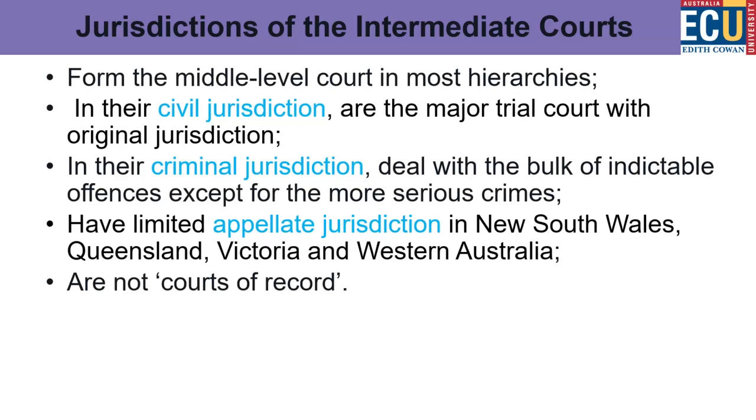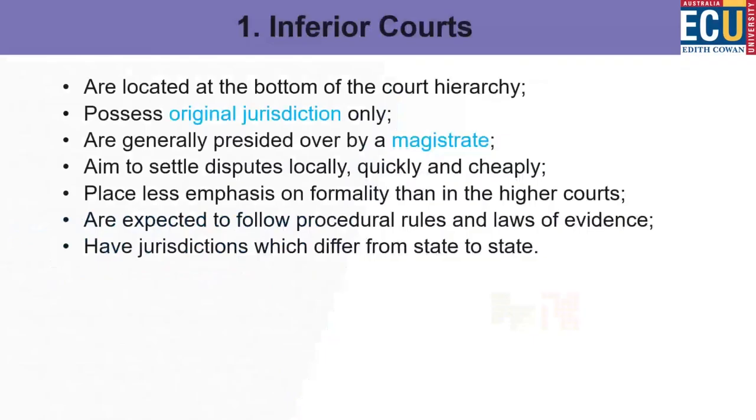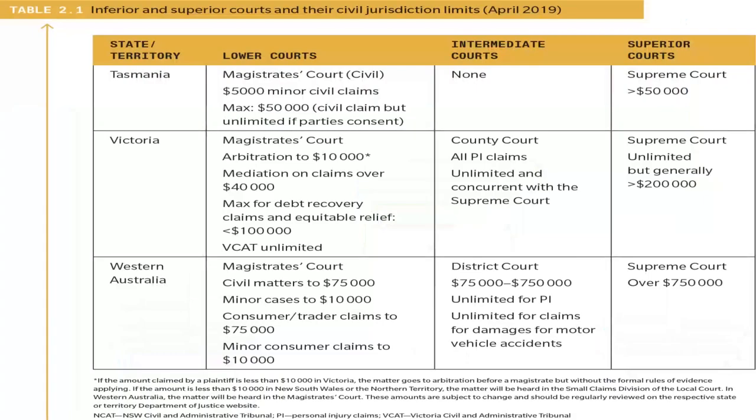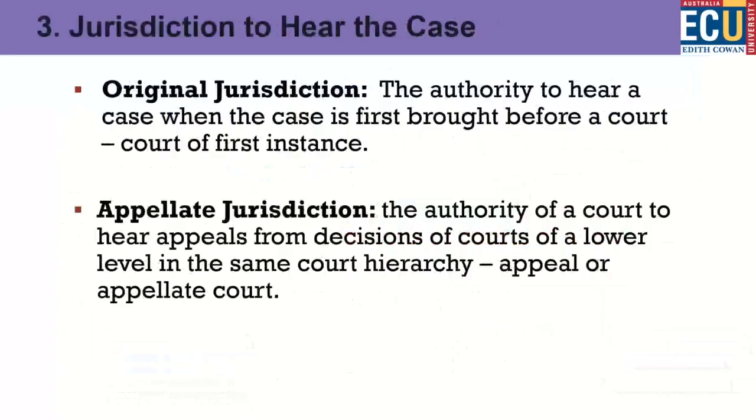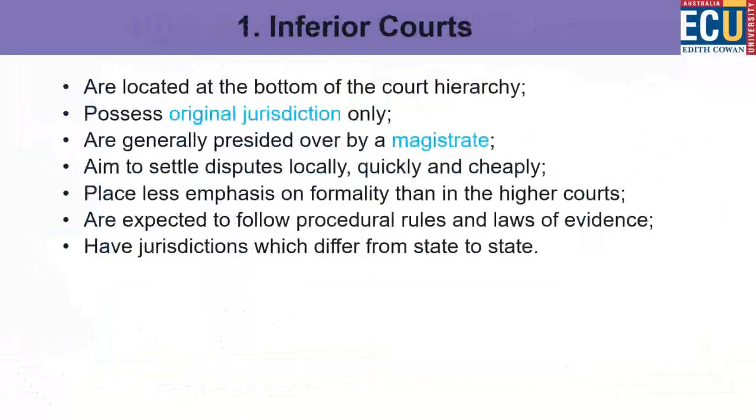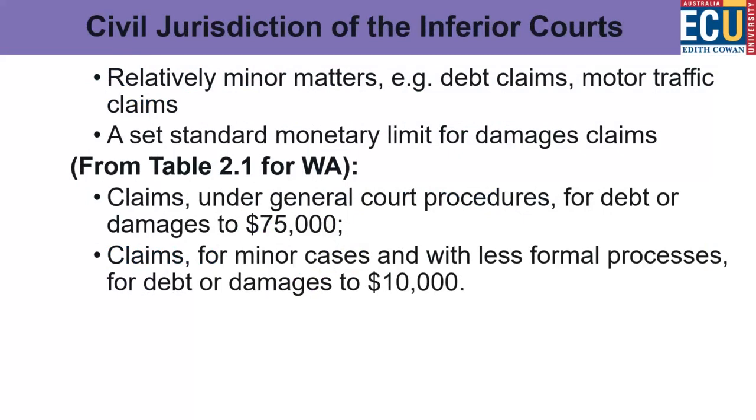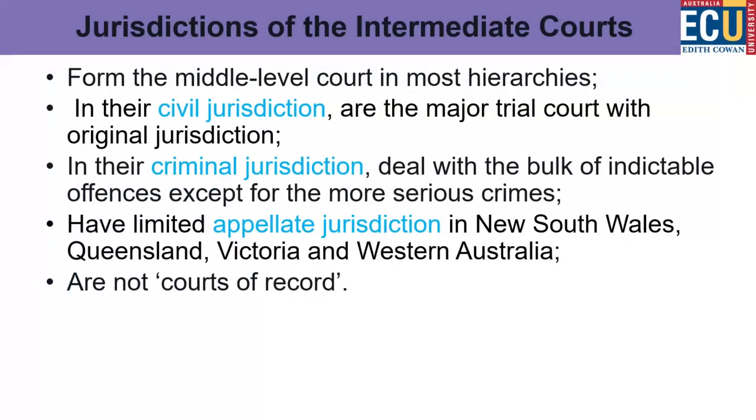Regarding civil jurisdiction, we already mentioned based on this table, you already know what the civil jurisdiction is in Western Australia. For a district court, it's between $75,000 to $750,000. But the intermediate court also has an appellate jurisdiction. So this court hears appeals from the magistrate court. This is something new. The magistrate court does not enjoy that power or that jurisdiction.